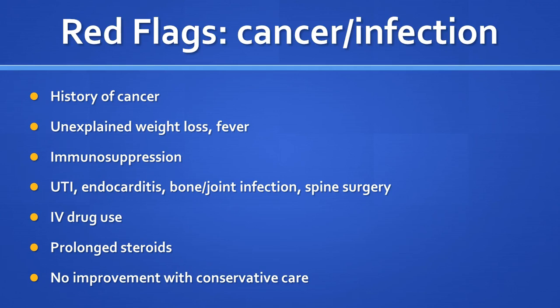The red flags are the big thing. I know we all know this and we go through it, but it's so important that I feel it's something we need to review. Anyone with a history of cancer or systemic complaints like fever, unexplained weight loss, immunosuppression, IV drug use, anything that makes you think that they could have an occult opportunistic infection, any recent serious infection, a sepsis, urosepsis, certainly an endocarditis or a bone or joint infection, or a recent spine surgery with new onset back pain warrants an aggressive evaluation. Prolonged steroids also puts people at risk for discitis or osteomyelitis.